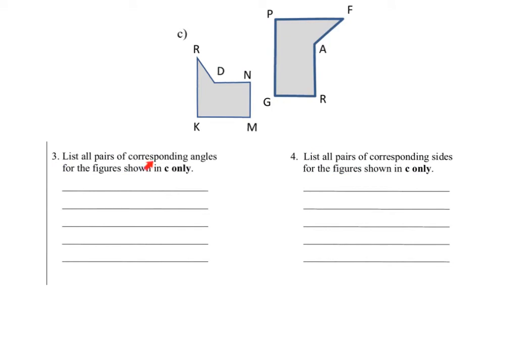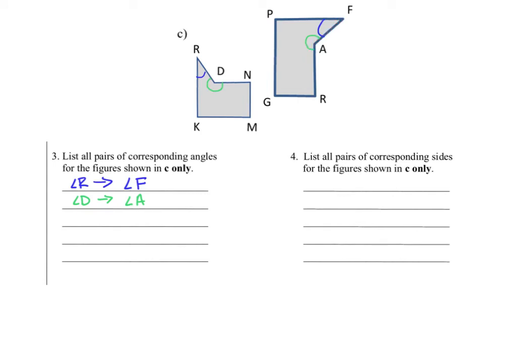Next, we're going to work on naming corresponding angles with letter C. So here's letter C. Which angle corresponds to angle R? If this shape was rotated 90 degrees, angle R would be in the same position as angle F. So that means angle R corresponds to angle F. Now let's look at angle D. What angle would correspond to angle D? Angle A would correspond to angle D because they're in the same position.